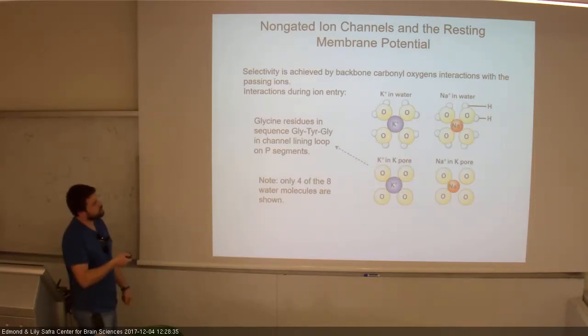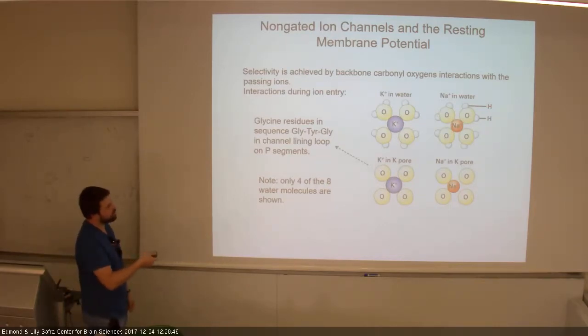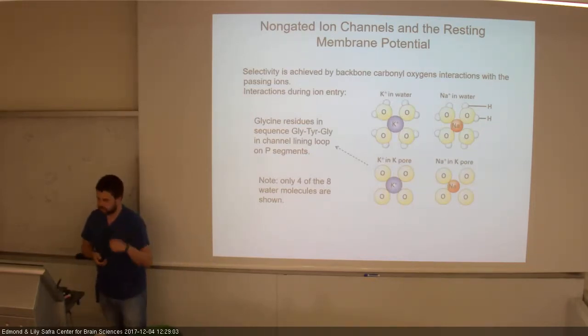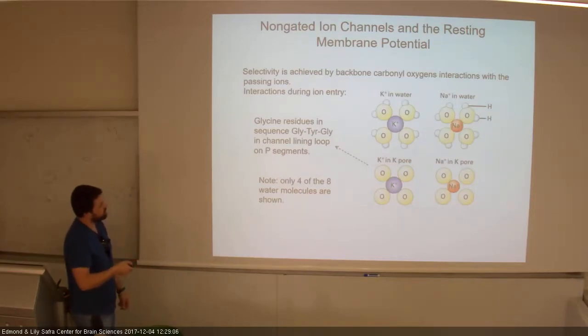And in the case of the potassium, the space between the oxygens is such that the transition from the hydrated state in the water to the channel pore is much more smooth, and in this case there is no specific preference for the ion to interact with these four oxygens or to interact with the four oxygens of the water. It's actually eight, but here for simplicity we see only four, but it's the same thing. Okay, is that clear? Questions about that?